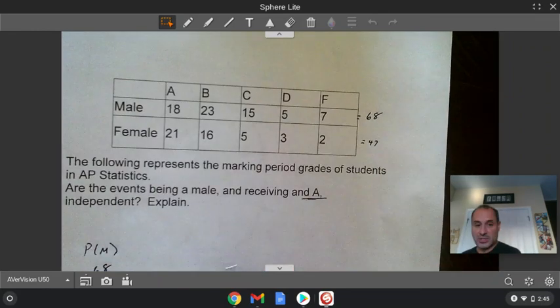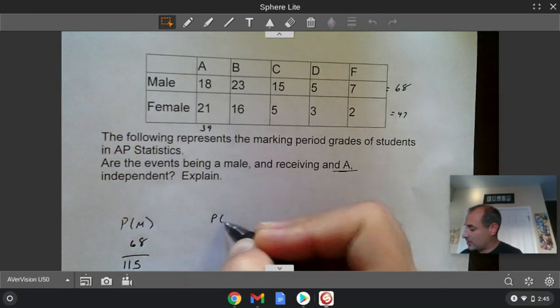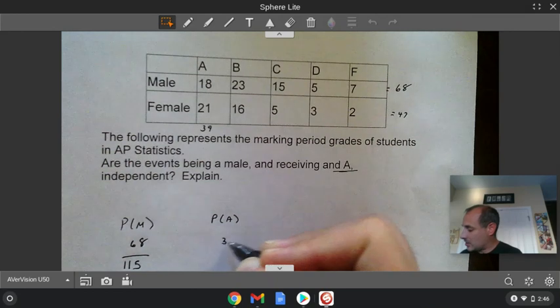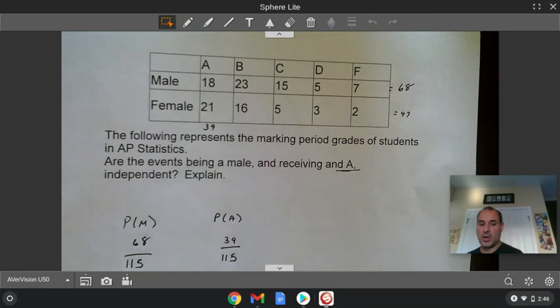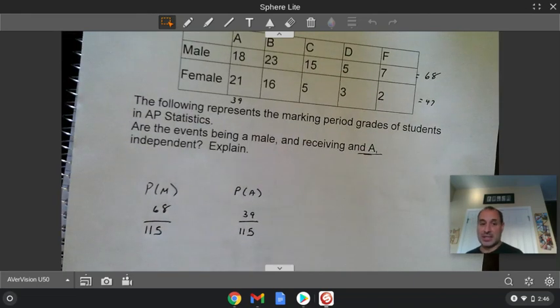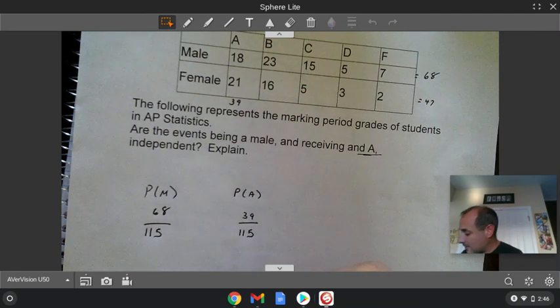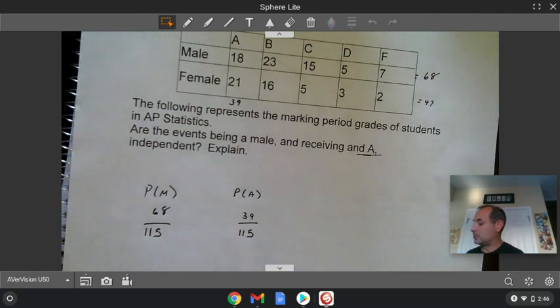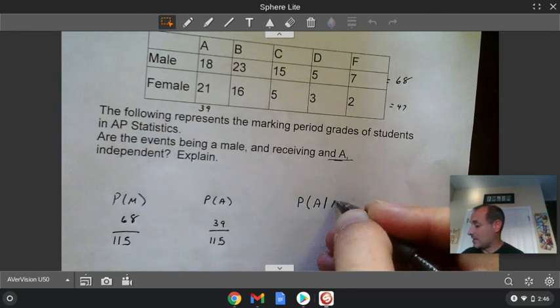How about the probability of receiving an A? Okay, that's easy. That's 39. So the probability of receiving an A is 39 out of 115. Okay. Are those events independent? Well, if they were independent, then the probability of an A would equal the probability of getting an A given being a male. What's that probability? The probability of getting an A given being a male.